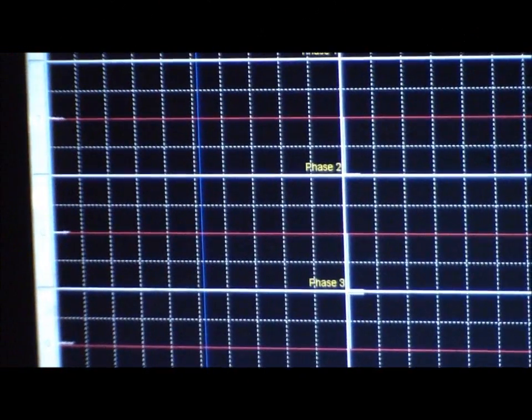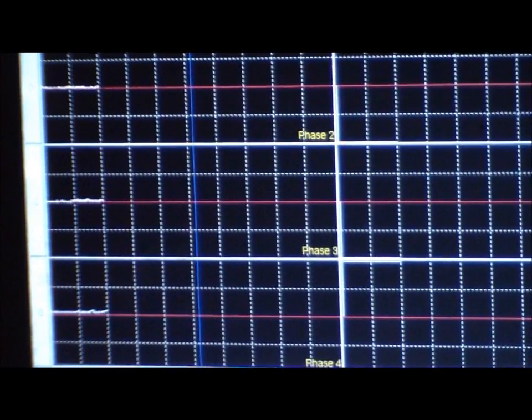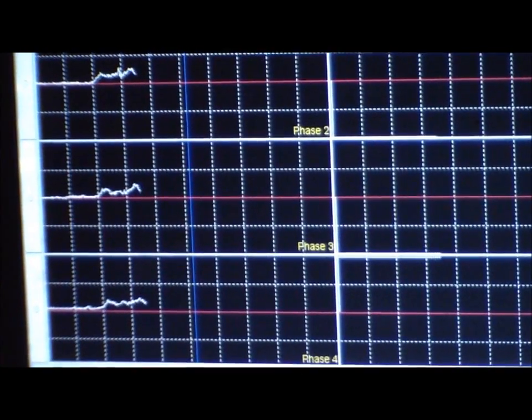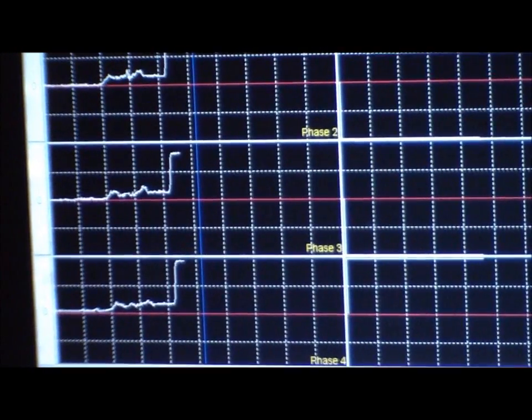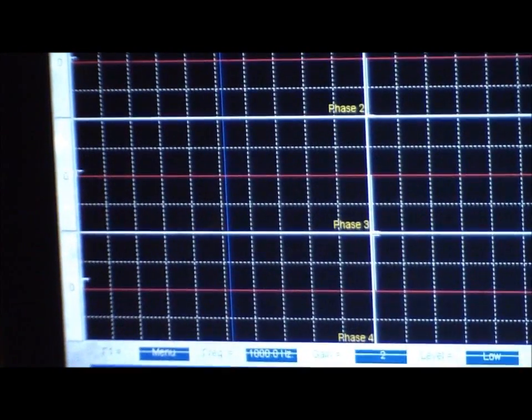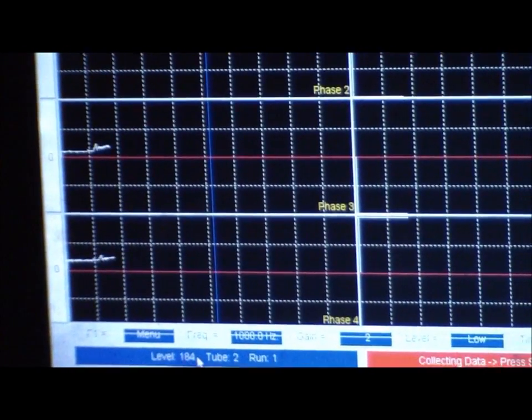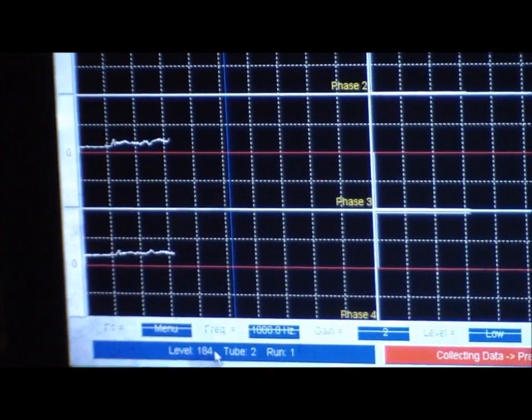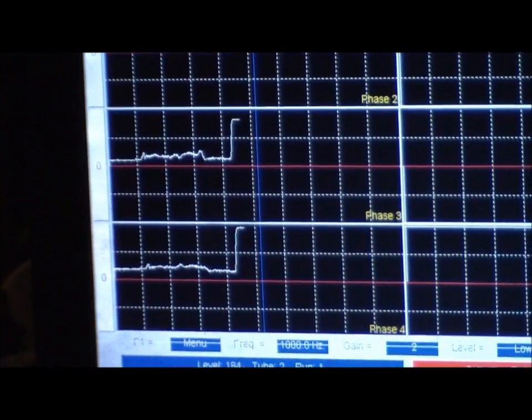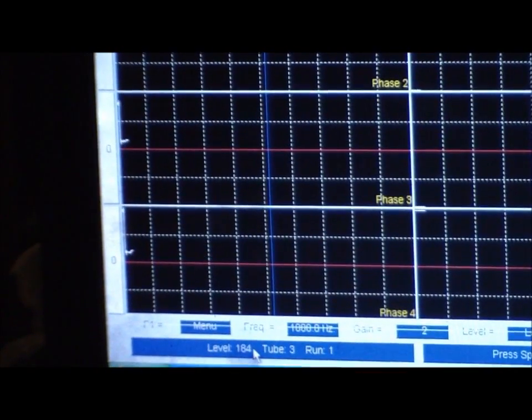Here you see a real-time processing of the information that we are getting from the pulls. What we are looking for is a significant drop below the baseline to indicate magnetite buildup in that particular area.